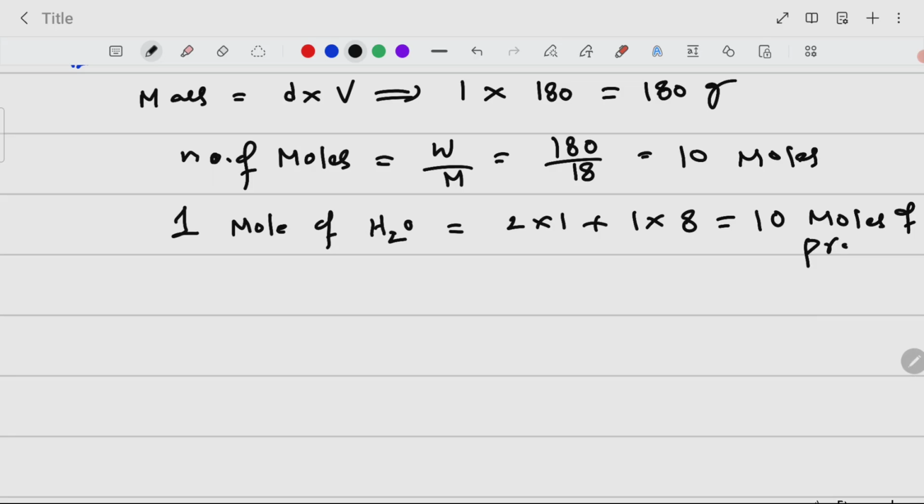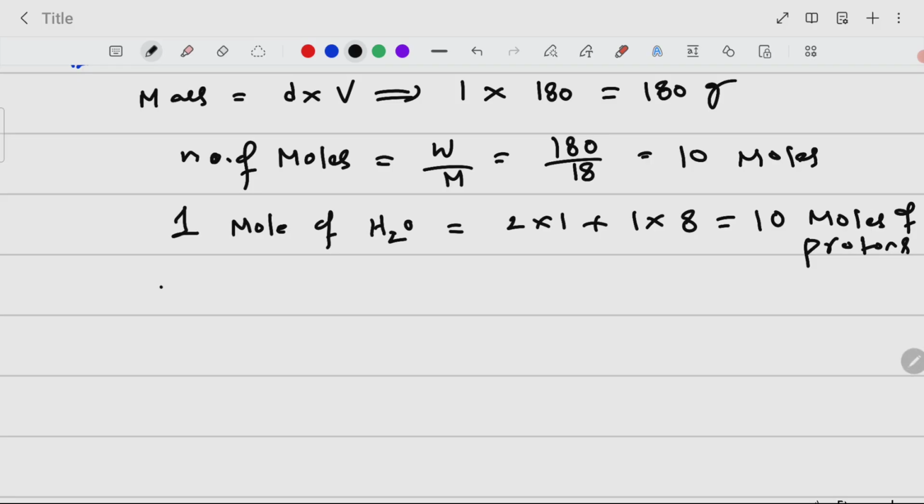Here you may get a doubt how we are getting 10 moles of protons. 1 molecule of H2O contains 10 protons, but 1 mole of H2O contains 10 moles of protons. I think it is clear to everyone. If I take 1 mole of such molecules, then 10 into mole we write, that is nothing but 10 moles of protons.